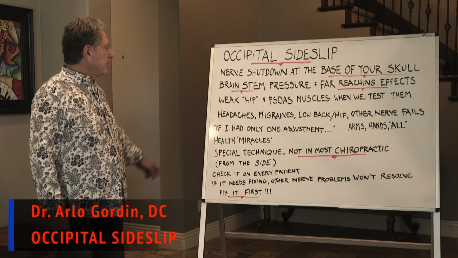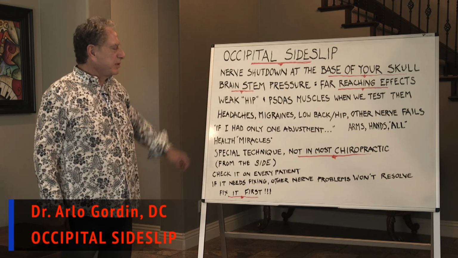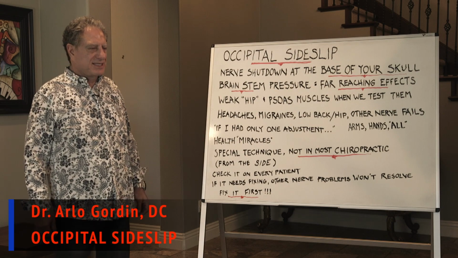All right, we're going to talk about this subject called occipital side slip. What's an occipital area? The occipital bone is the one at the base of your skull. Side slip, it's slipped to the side. What happens if the base of your skull has slipped just a little bit to the side and the hole at the bottom of your skull that your spinal cord plugs into is now being pressed upon?